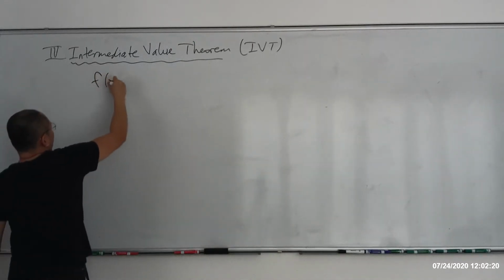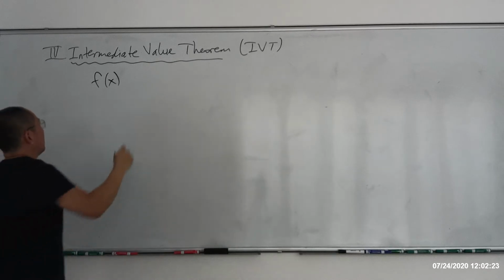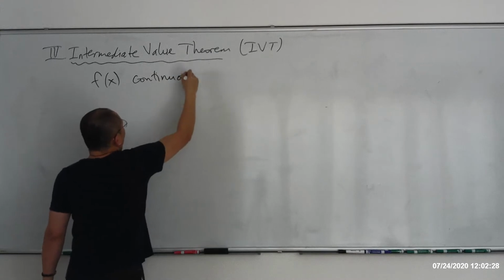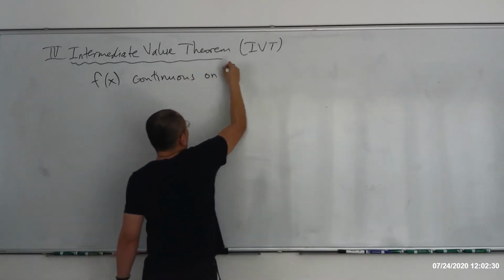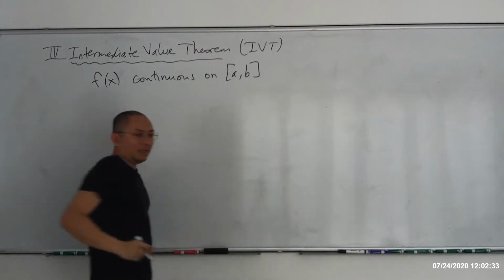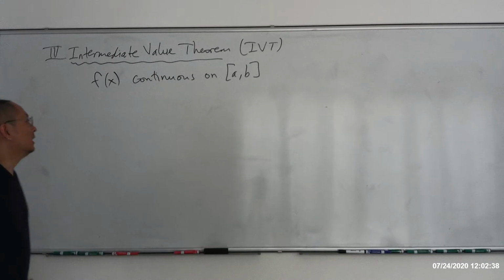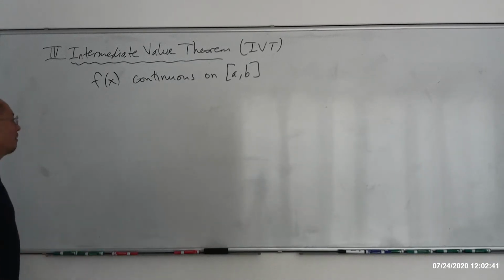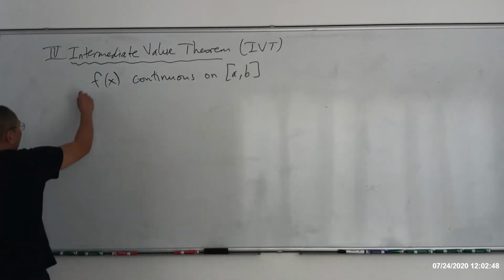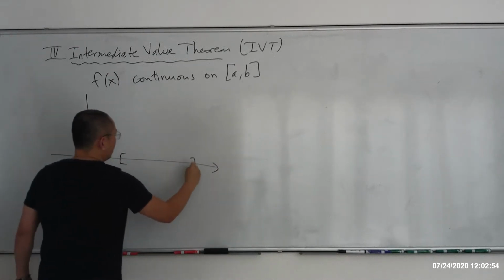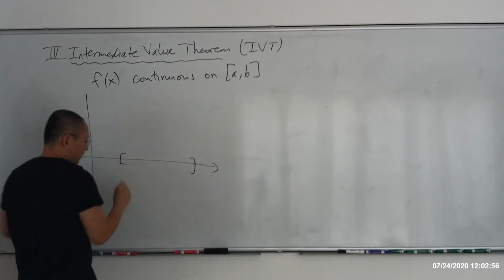Say if you have a function f of x, and we have some condition with this function. Function f of x is going to be continuous on a closed interval from a to b. Means what? When x varies from a to b, you're going to graph the function with one curve. One curve when x varies from a to b. No gap, no holes between a and b. And moreover, more than that, say a is from here, b is from here.